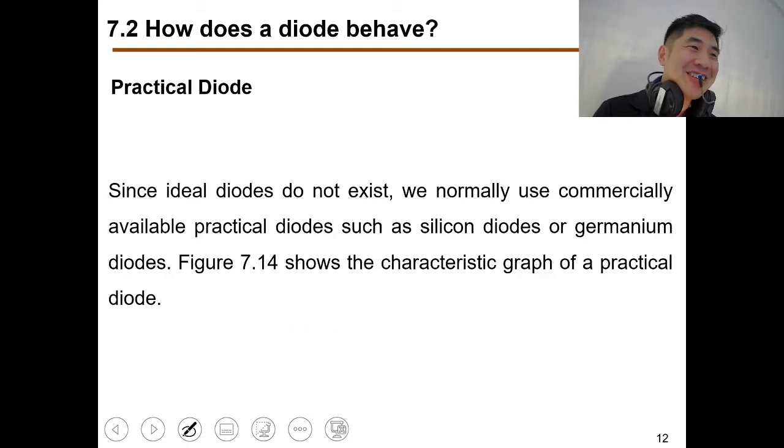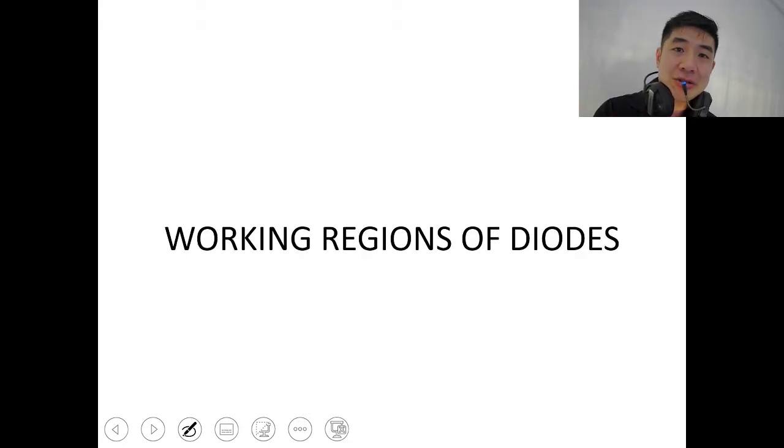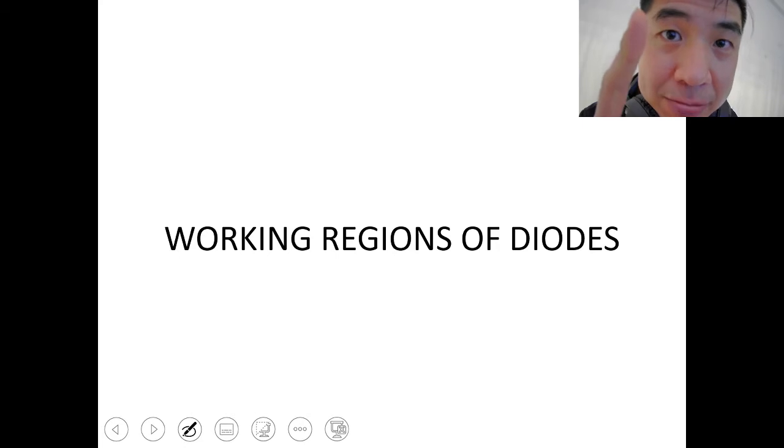Next, the practical diode. Since ideal diodes don't exist, we normally use real diodes, so we call it a practical diode. Silicon diodes, germanium diodes, all these are practical diodes. Let me show you how the real diode operates in real life conditions. This is the working regions of the diode. This is very important and will come up in the exam. The O-level exam has tested this two times. So if I tell you it's important, you better make sure that you study this part.